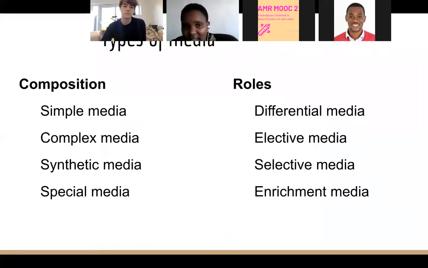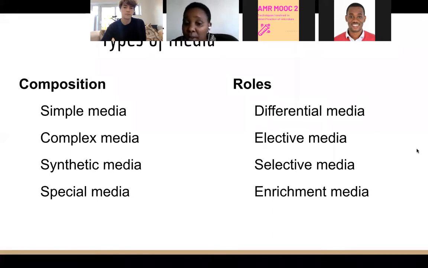As I said, there are different types of media that can be used to grow bacteria, and this depends on the composition. When you consider the composition, we have 4 different types: simple media, complex media, synthetic media, and special media. All these are determined by the purpose of your study or the bacteria strain that you are looking for. If it's a fastidious or a non-fastidious bacteria will determine what you should put in.